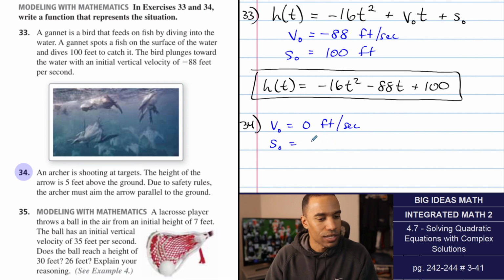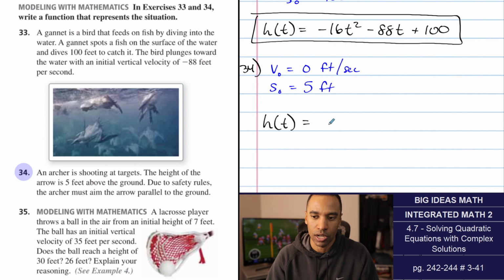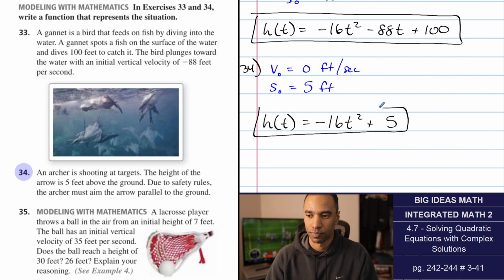The initial height is 5 feet. So same kind of equation, gravity takes hold here, but with an initial velocity of 0, that will not appear in your equation. Gravity does, negative 16t squared, but then it's just plus 5. And that's it. That's all we have for the setup.